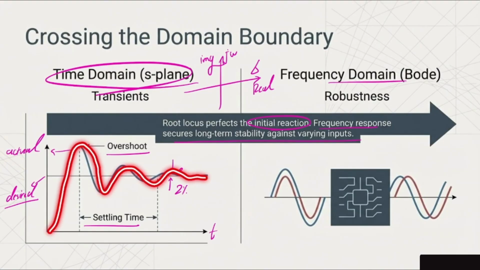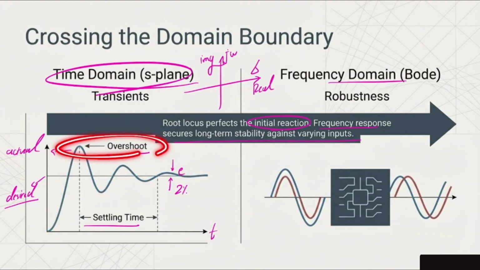And as you can see over here, we do have the concept named overshoot. It means the maximum distance between our actual value and the desired value. On another hand, we do have the settling time. It means the amount of time that it takes for our system to reach the point that we call the error of 2%.